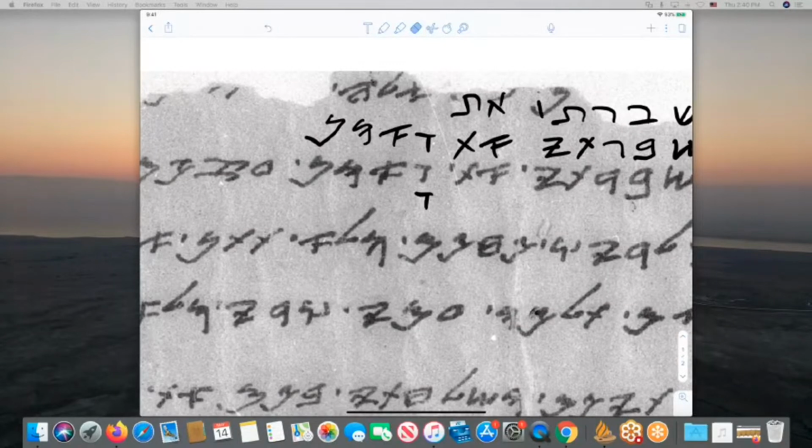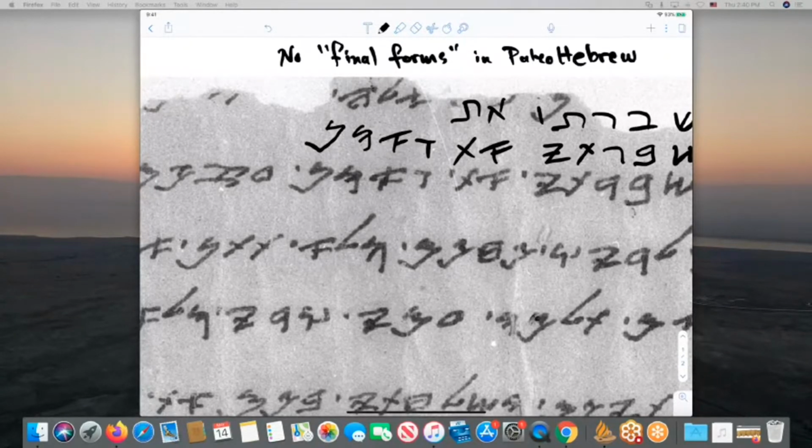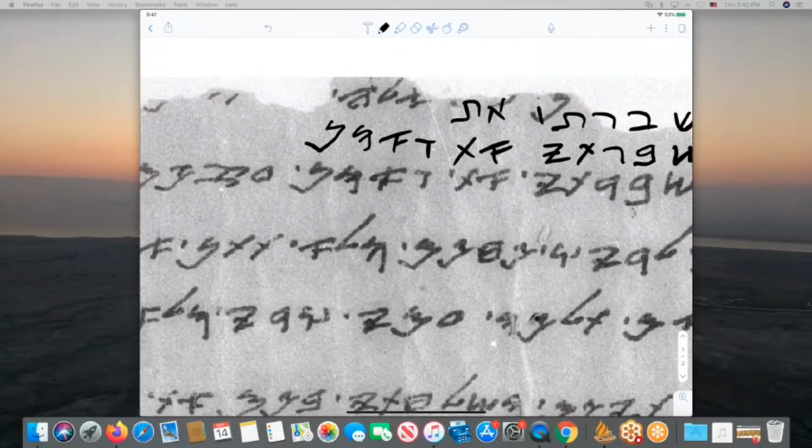Now remember, no Sophite letters in ancient Hebrew writing, so no final forms, that is, in Paleo Hebrew. Like when you learn Hebrew today, you learn a nun Sophite, right? A final nun, a final mem, that sort of thing. We don't have that here.